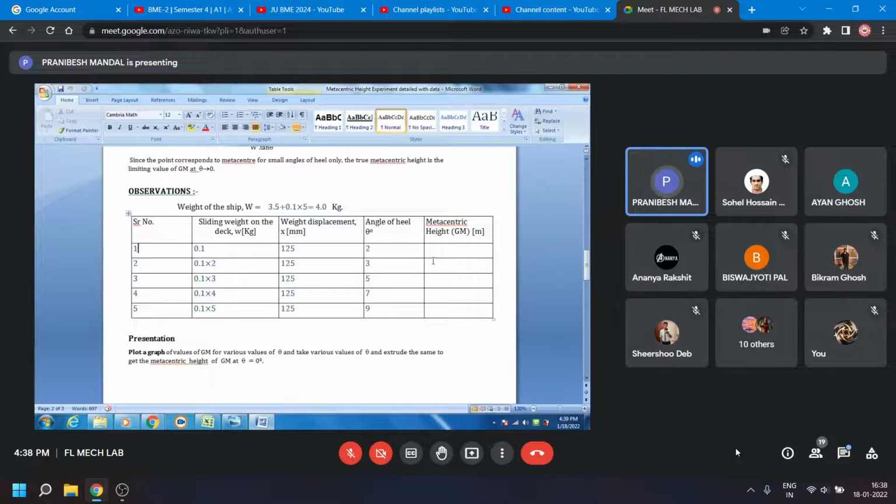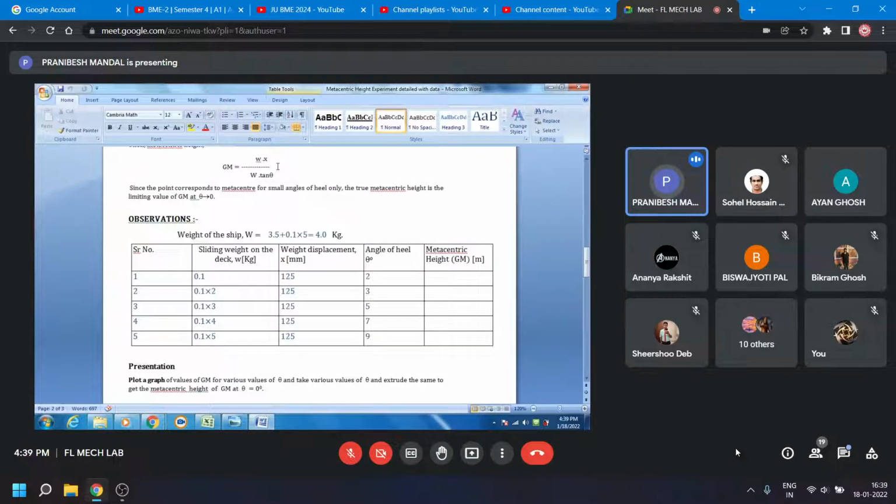Now you need to find out the metacentric height and plot a curve of GM versus theta. You need to extrapolate the same to get the metacentric height at theta equal to 0 degree, because for theta equal to 0 degree, we cannot get it from this particular equation. So we plot it from 2 degree to 9 degree and extrapolate to get the GM at theta equal to 0 degree. Got my point?